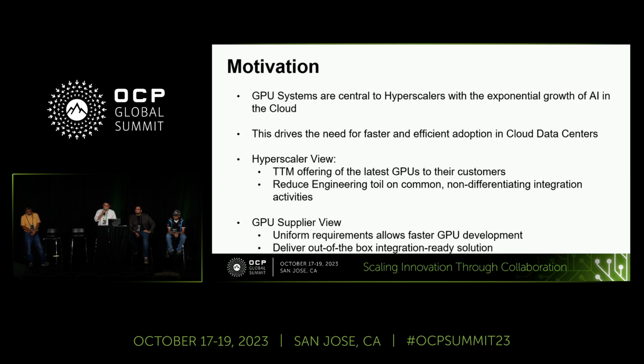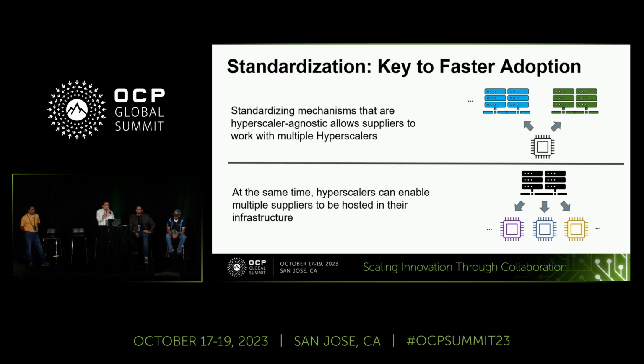And on the GPU supply side of things, they're really looking for a more uniform set of requirements that they can develop their products to. It makes it a lot more efficient and quicker to develop the GPUs. And they would also like to essentially deliver something that's ready to be integrated out of the box. So these 2 requirements are very complementary, essentially addressing the same pain points. So we got together and discussed this, and we realized that standardization is probably one of the big tools here in our toolbox to address this.